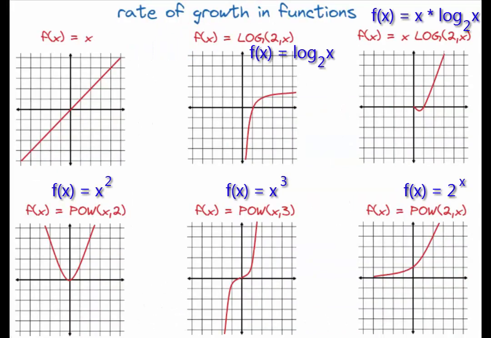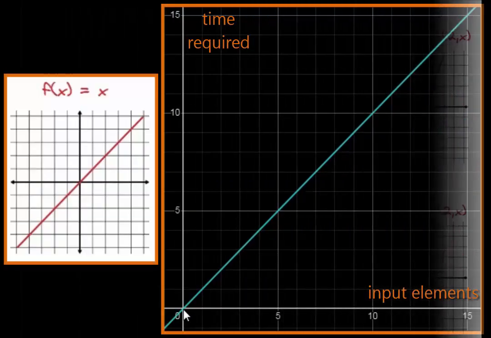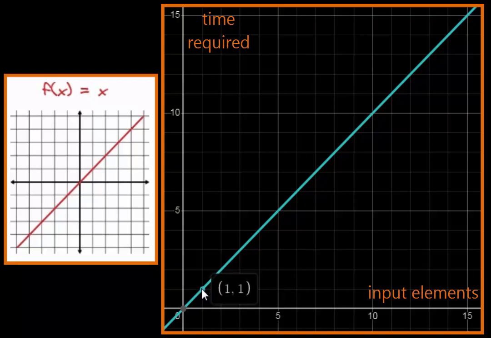The way a function behaves according to its input elements is called the rate of growth, and here we have these functions. So let's see how their outputs increase when the input increases. This one is called the identity function. If you input one element, you obtain 1 time unit. If you input 3 elements, you get 3 time units. For 10, you get 10. The output equals the input.